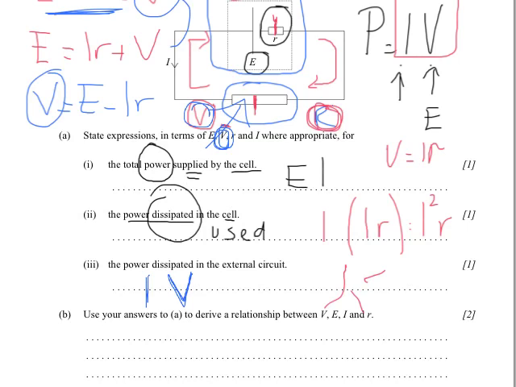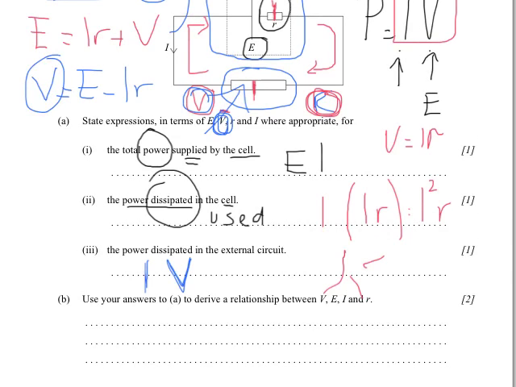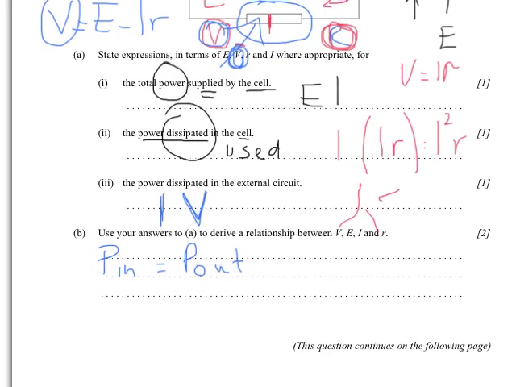Now B, use your answers to A to derive a relationship between V, E, I and R. You can do that any number of ways. I've done them above already. Either of these two methods would be okay. But remember that the questions are about power. The idea behind Kirchhoff's law is that energy in equals energy out. And it stands for power as well. The power in should equal the power out, because it's the energy per unit time, so it's equivalent.